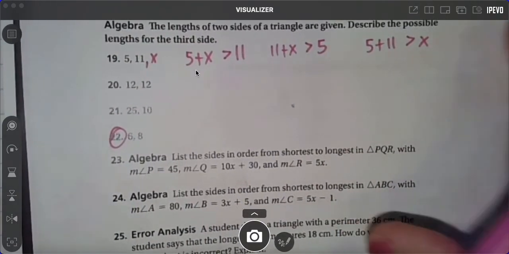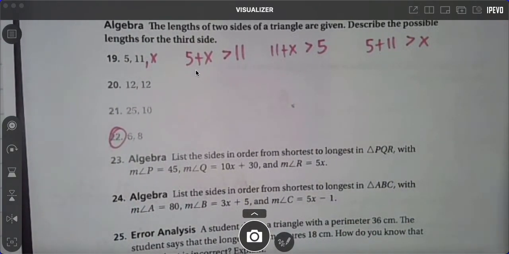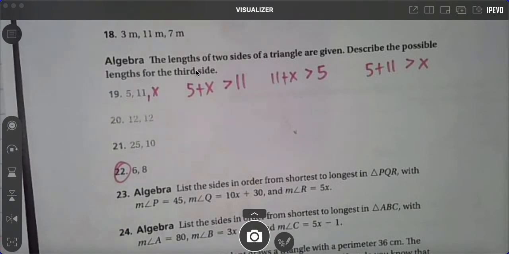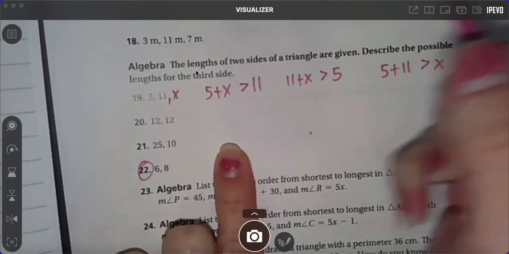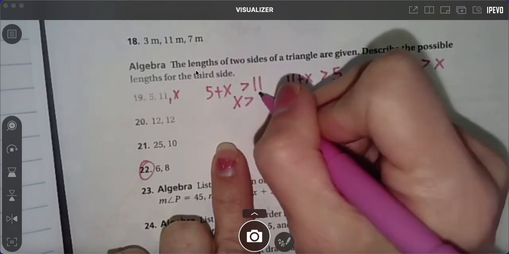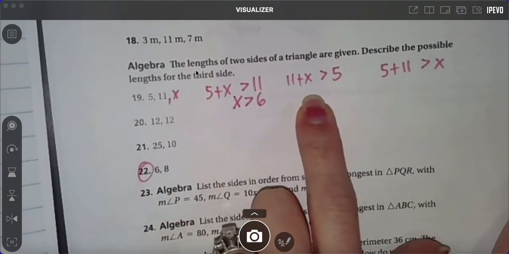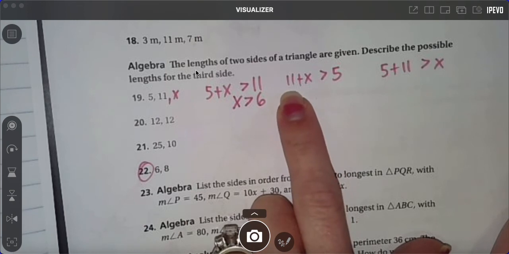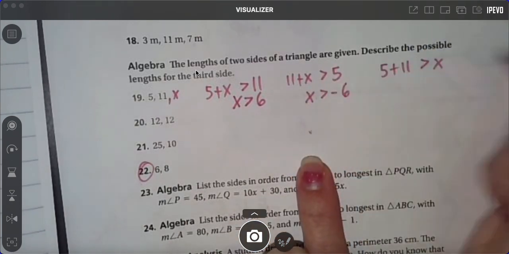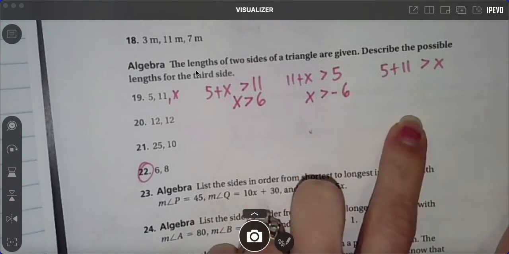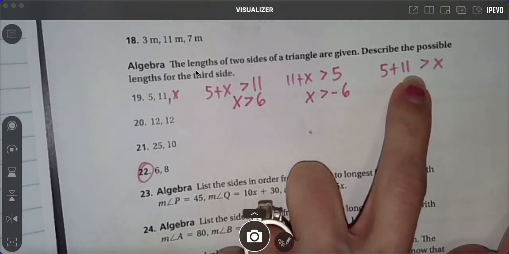So what am I going to do for those 3 things? I'm going to solve them. Does everybody understand that? So let me do that. I'm going to subtract 5, and this says that X must be greater than 6. What am I going to do here? Subtract 11, so X must be greater than negative 6. And this one, what is 5 plus 11? 16.